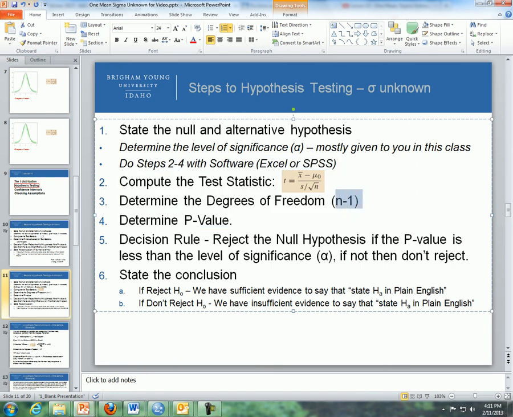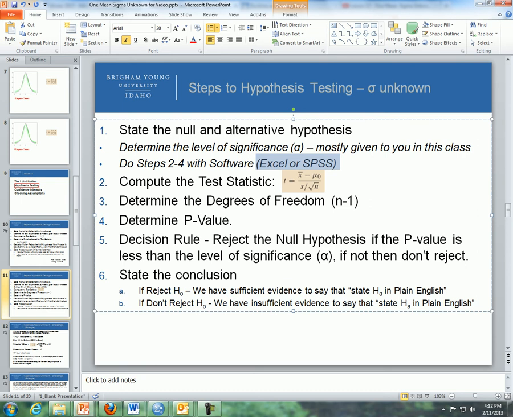We get our degrees of freedom, and as I mentioned earlier, degrees of freedom is your sample size minus 1. And if you notice there, as our degrees of freedom change, so does our bell curve change. The tails get thinner and the center gets bigger when we increase our degrees of freedom. And then we get our p-value. But what's going to be different as well is that now we're going to compute things using Excel or SPSS, depending on the class that you're taking.